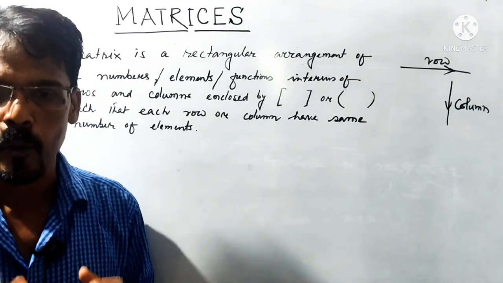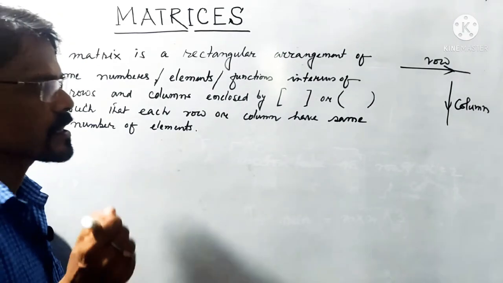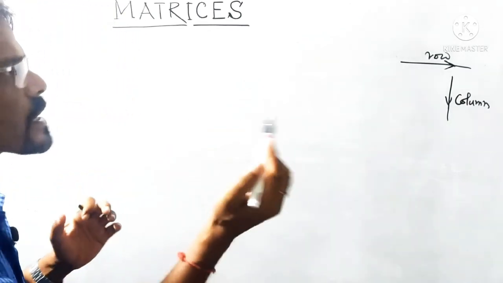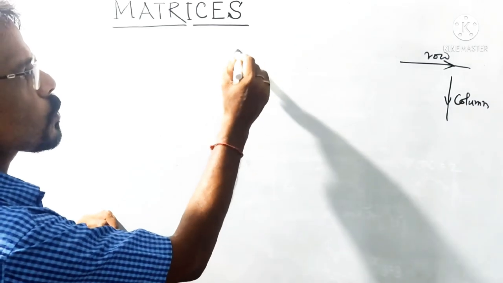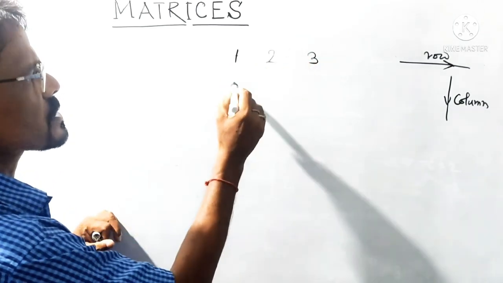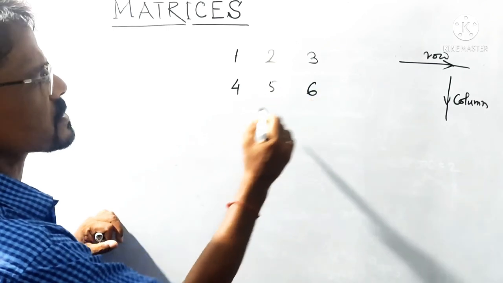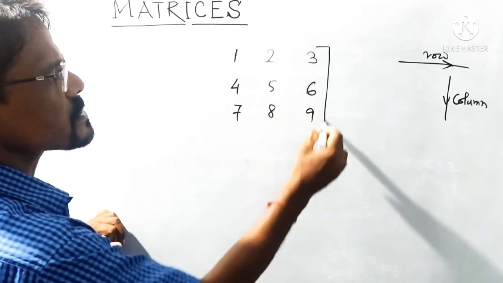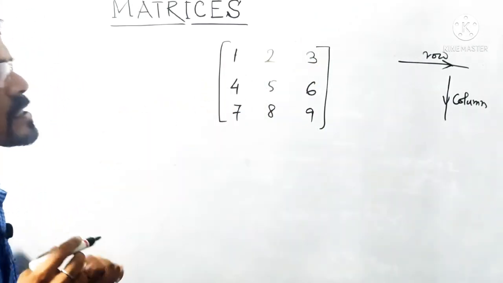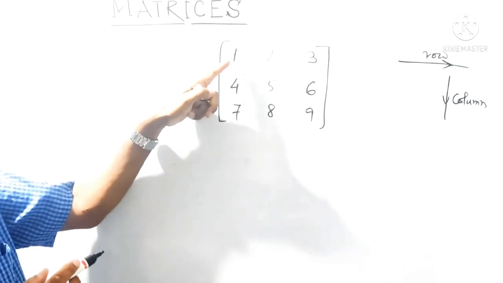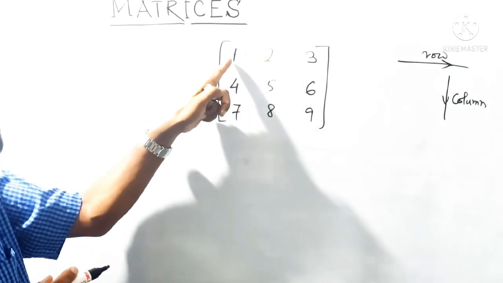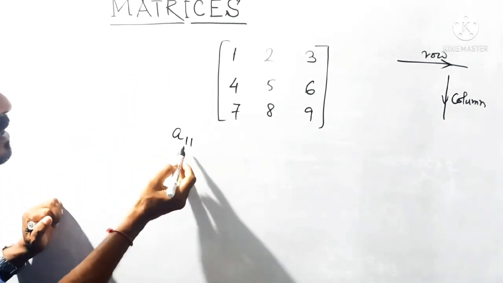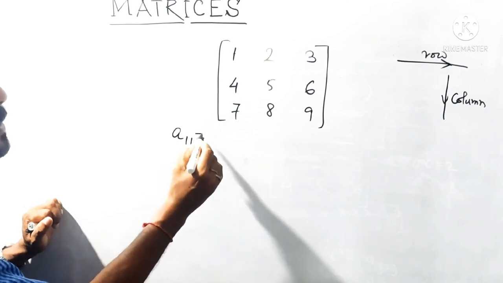Now let me tell about the position of the elements of a matrix. You see, suppose how can you write the position of the elements of a matrix? Students, let us take an example. Suppose 1, 2, 3, 4, 5, 6, 7, 8, 9. This is a matrix, and in this matrix you see the element 1, its position is first row, first column. That's why it is written as A11. 11 means first row, first column. So A11 equal to 1.